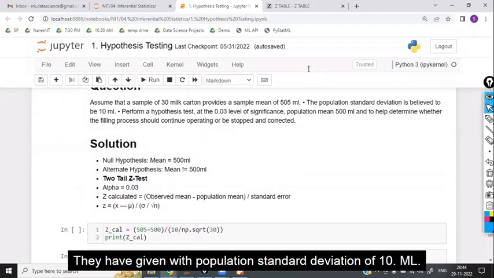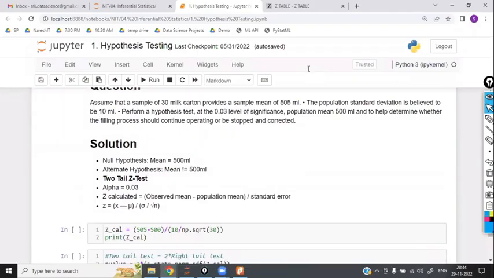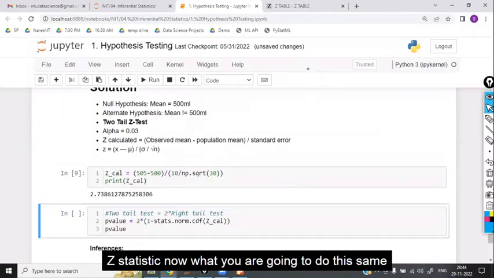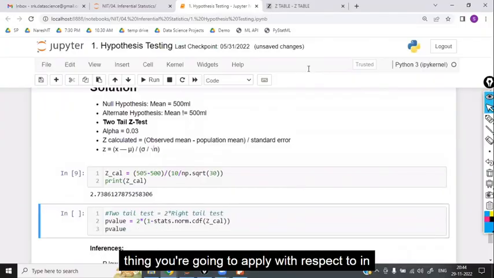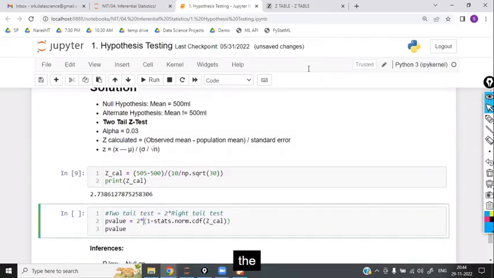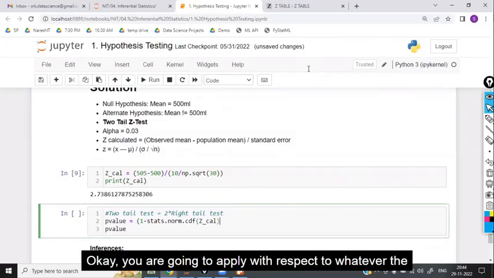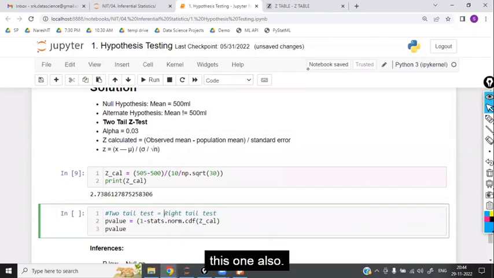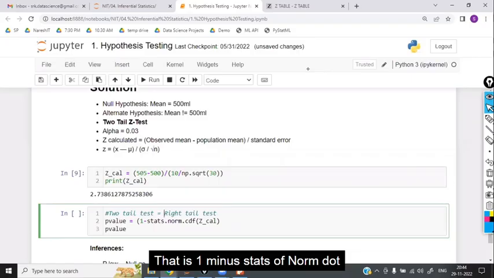Now you are going to calculate the same statistic, because in this question also they have given the population standard deviation of 10 ml. So you apply the same thing. After calculating the z statistic, you apply the same right tail test here also, that is 1 minus stats.norm.cdf. Why 1 minus?